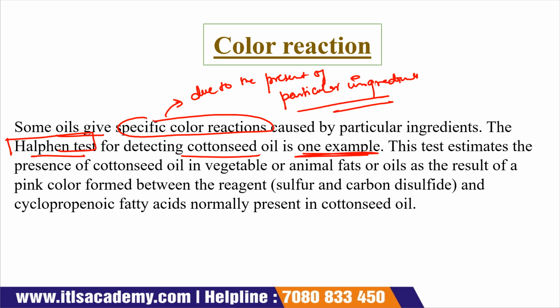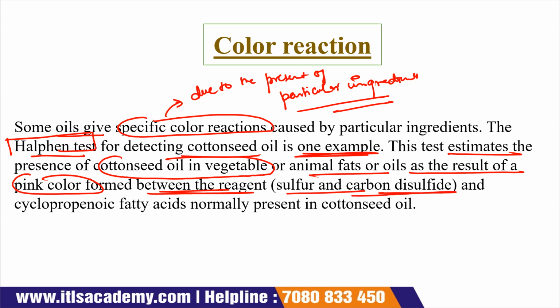This test estimates the presence of cottonseed oil in vegetable or animal fat or oil, which results in a pink color forming with the reagent. If cottonseed oil is mixed with vegetable or animal fat or oil, then it will give a pink color when the reagent is used. The reagent that we use for this reaction is sulfur in carbon disulfide, and it reacts with cyclopropenoid fatty acids, which are normally present in cottonseed oil.